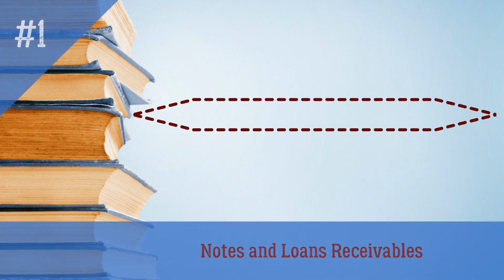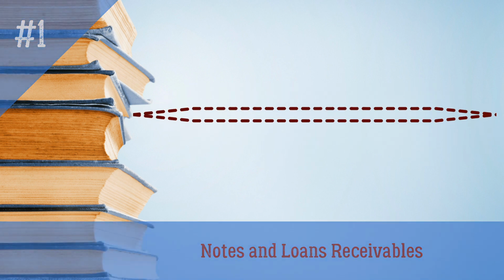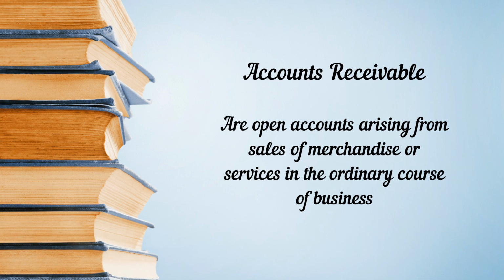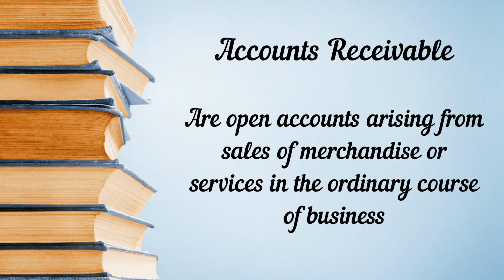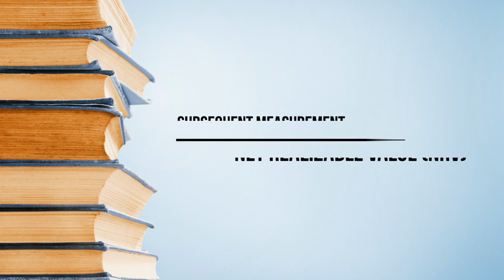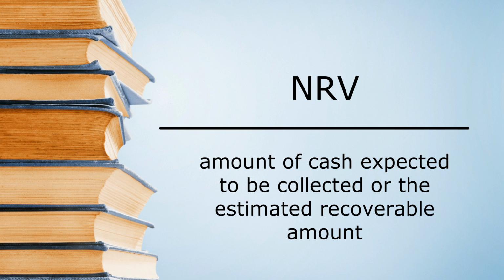As mentioned earlier, this video is for accounts receivable, while notes and loans receivable will be discussed separately in my future videos. So as I have said, accounts receivable are open accounts arising from sale of merchandise or services in the ordinary course of business, initially measured at face value or original invoice price. However, this should be subsequently measured at NRV, or net realizable value. NRV means the amount of cash expected to be collected or estimated recoverable amount.